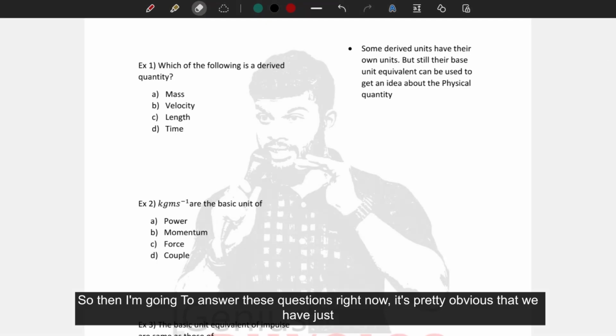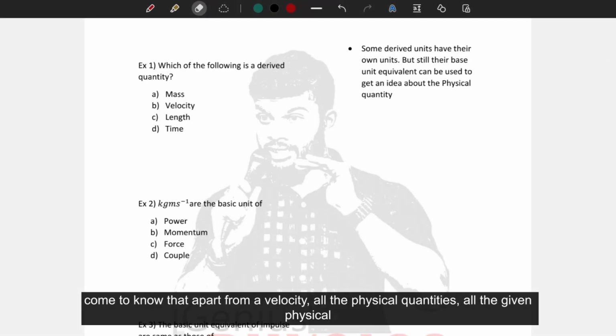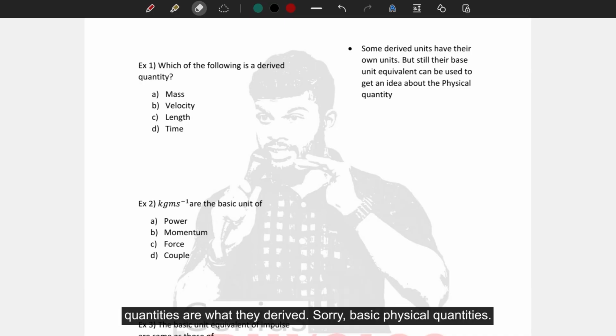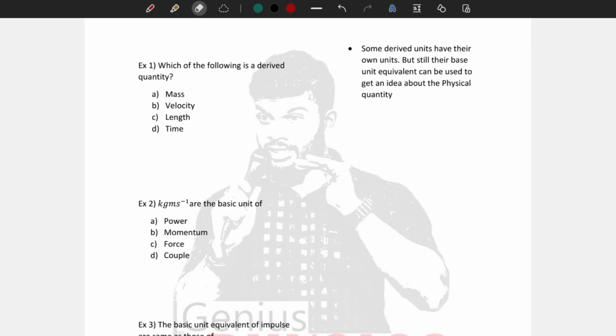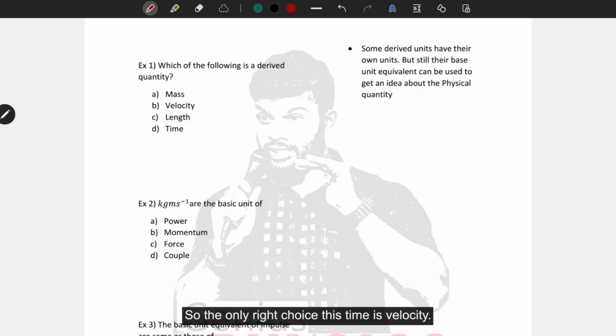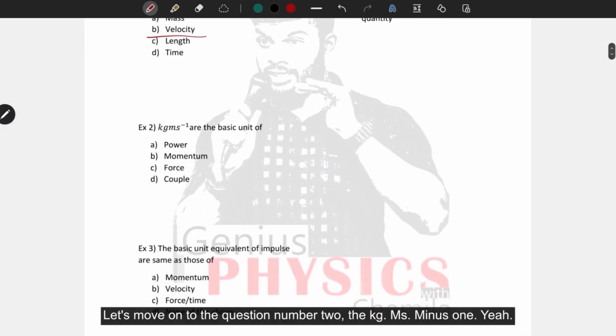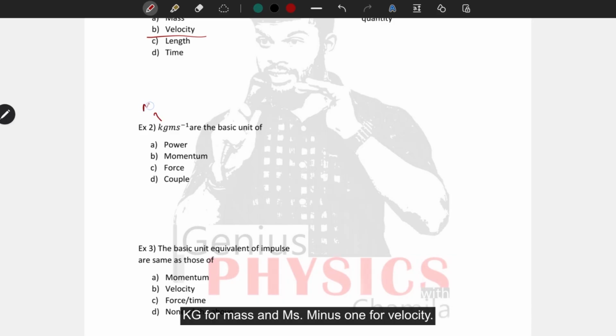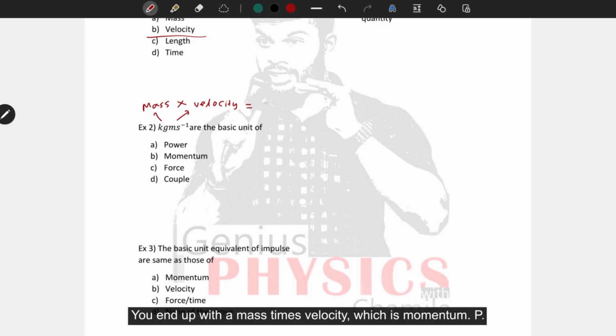Right, now it's pretty obvious that we have just come to know that apart from velocity, all the given physical quantities are what? They're derived physical quantities. So the only right choice this time is velocity. Let's move on to question number 2. So kg m s minus 1, kg for mass and m s minus 1 for velocity. You end up getting mass times velocity, which is momentum p. So this is the unit of momentum.